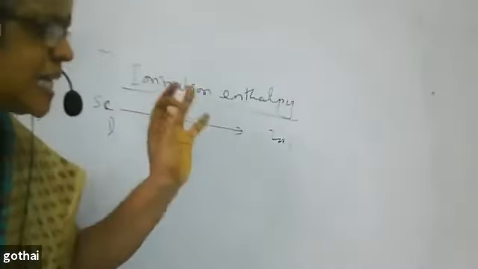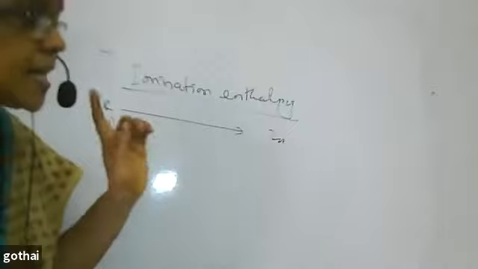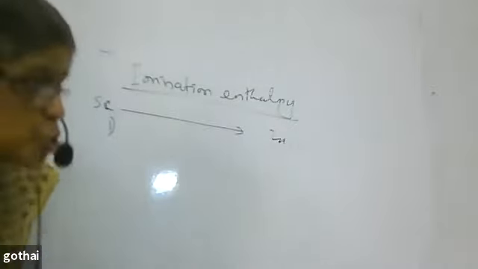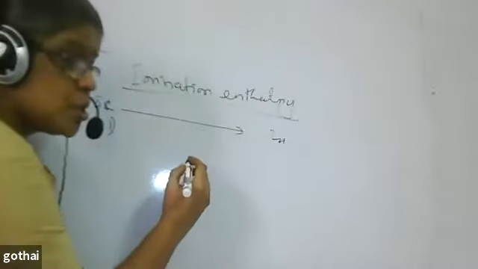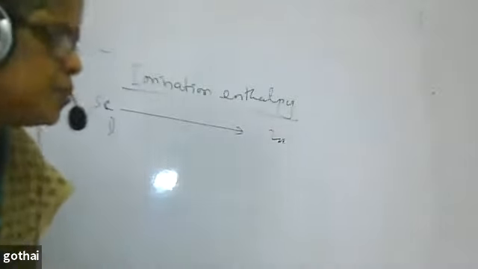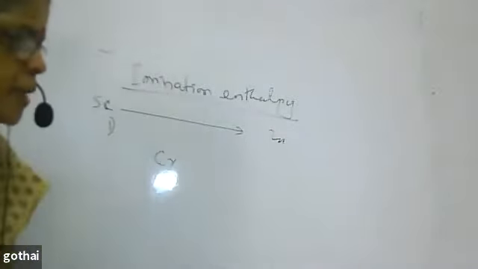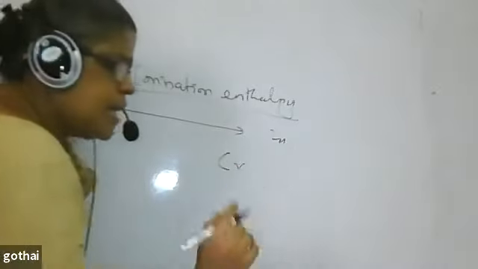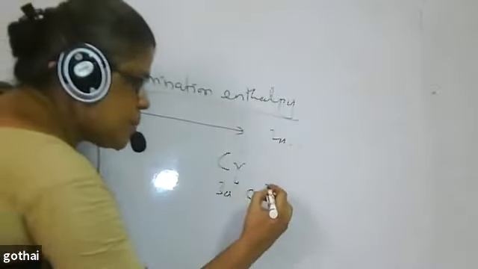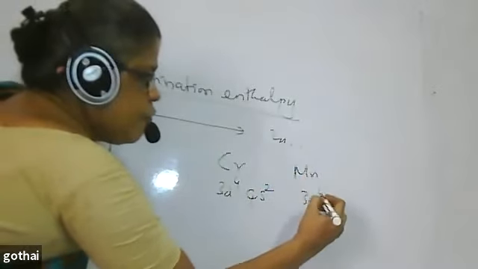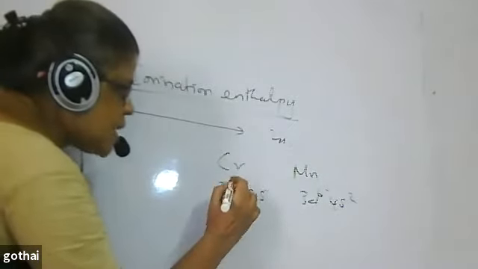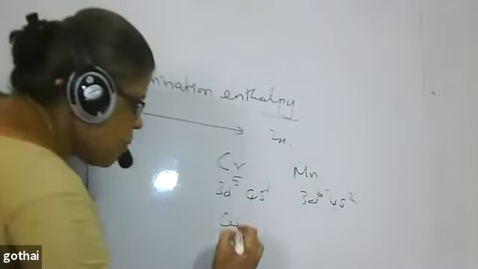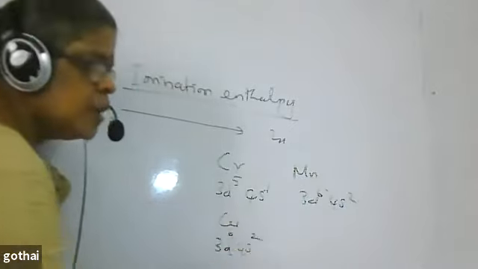The irregularity in the ionization enthalpy of 3d series is due to stability which arises due to the half-filled and completely filled orbitals. If it comes to chromium, we are supposed to write chromium as 3d4 4s2, and manganese 3d5 4s2. This is the way it is being taught. But due to extra stability, the electron goes like this. Similarly, in the case of copper, it has to be 3d9 4s2, but due to extra stability, it is coming as 3d10 4s1.